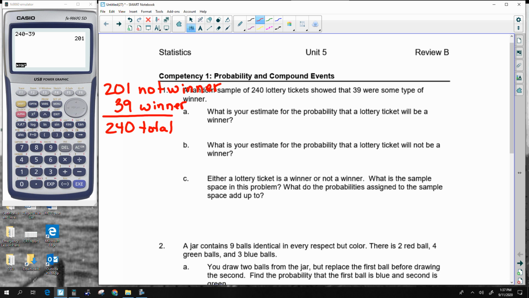All right, let's see what we have to get a probability of. And your estimate, what is the probability that a lottery ticket will be a winner? So that's 39 out of the 240. What is the estimate that the probability will not be a winner? So not winners, there's 201 of those.